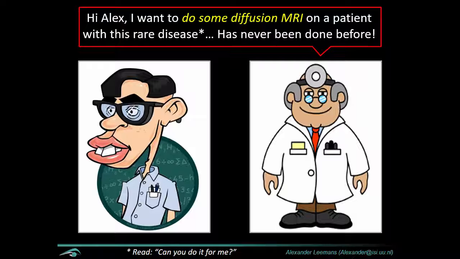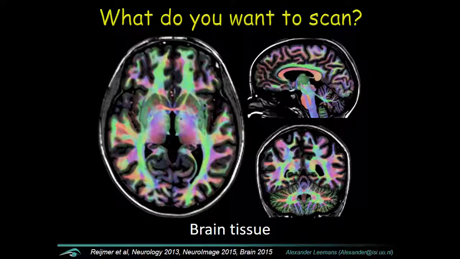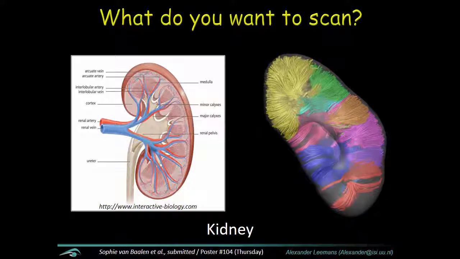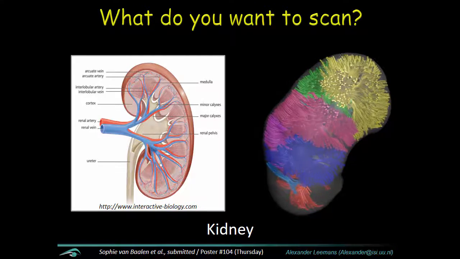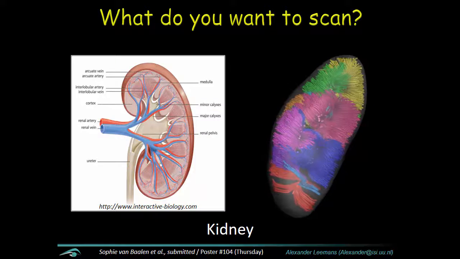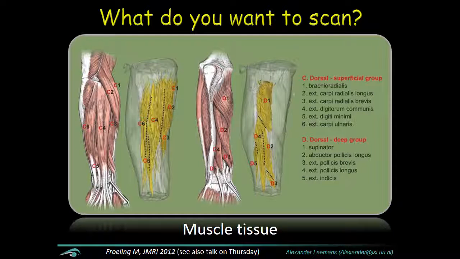So, do some diffusion MRI. I mean, you can't be more vague than that, right? So what does he want to do? One of the questions I had was, okay, what do you want to scan? Because we're kind of biased towards the brain, but nowadays we can scan even kidneys. There's actually a power pitch on Thursday on doing diffusion MRI on the kidney or peripheral nerves, okay, sacral plexus, forearm nerves, or muscle tissue. Dr. Fruling will give a talk on this, I think on Thursday, if I'm not mistaken. So there's an entire field beyond the brain.